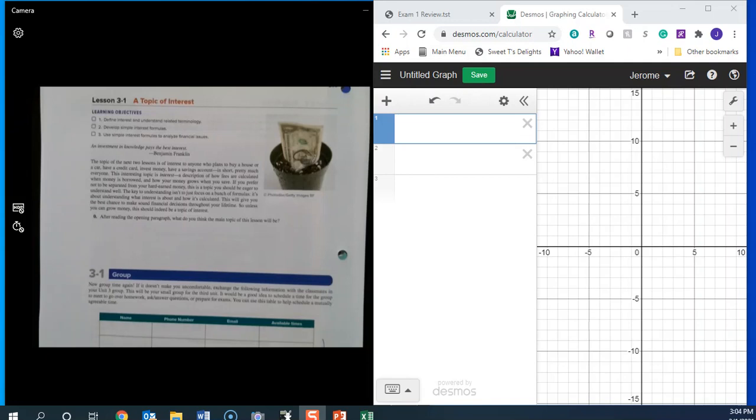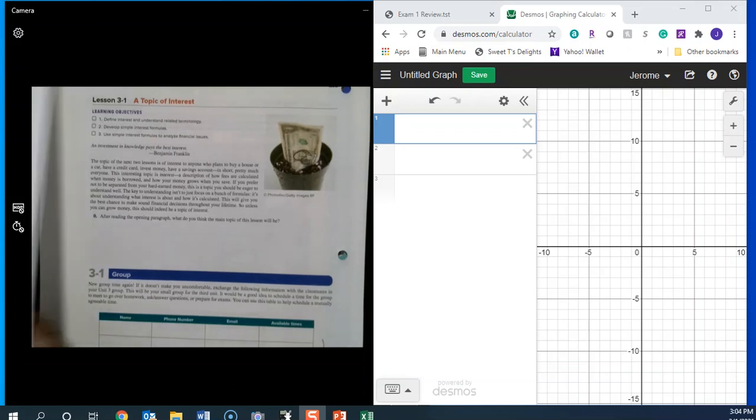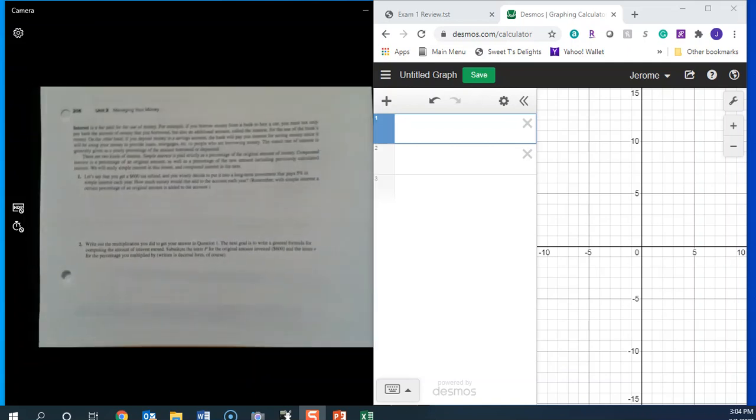And the title is A Topic of Interest. The learning objectives are to define interest and understand related terminology, to develop simple interest formulas, and to use simple interest formulas to analyze financial issues. Okay, now we're going to go to the next page, page 206.